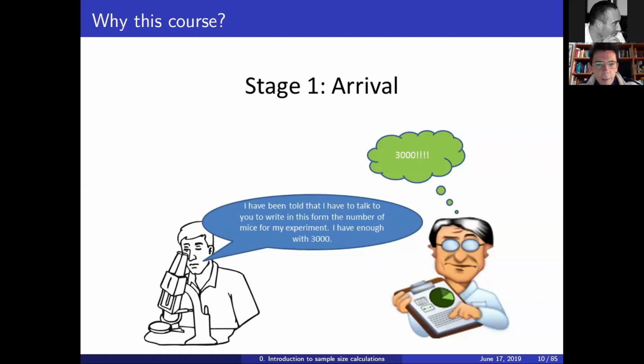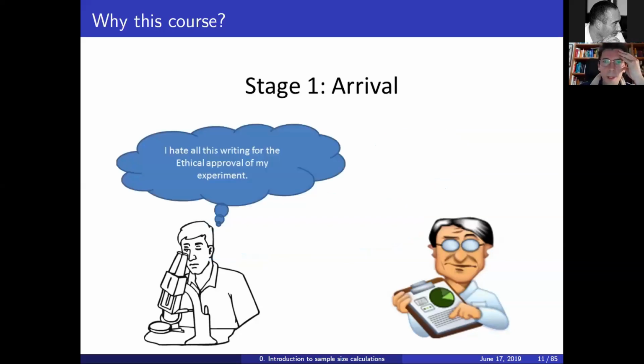And then this is a very typical situation. The researcher comes back after being rejected by the ethical committee, and he starts the conversation like, I've been told that I have to talk to you to write in this form the number of mice for my experiment. I have enough with 3,000. This is a real example. So 3,000 is a lot of animals. And there is some justification for this 3,000, but let's see how the conversation goes.